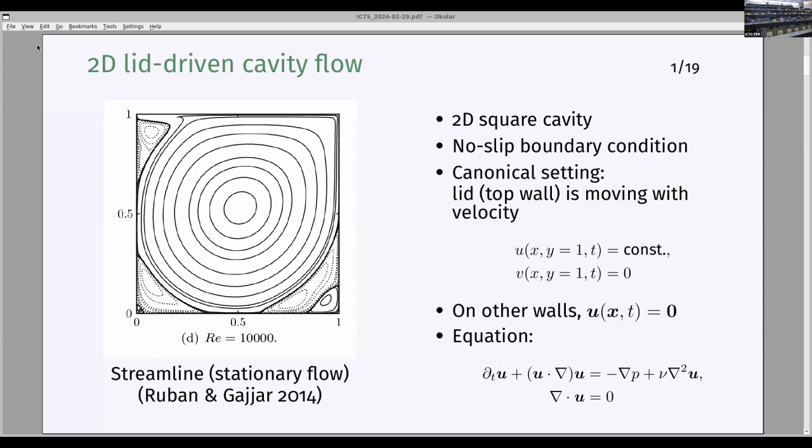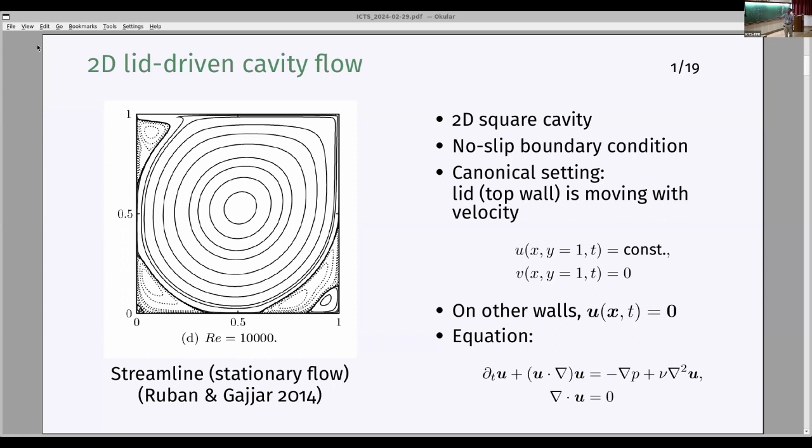So this is on your left. This is a stream function with a Reynolds number 10,000. The figure is taken from the recent textbook by Ruben and Gajar. And it's a nonlinear stationary solution to the Navier-Stokes equation. So the lid, what we call the lid, is the top wall, and the top wall is moving to the right with a constant speed.